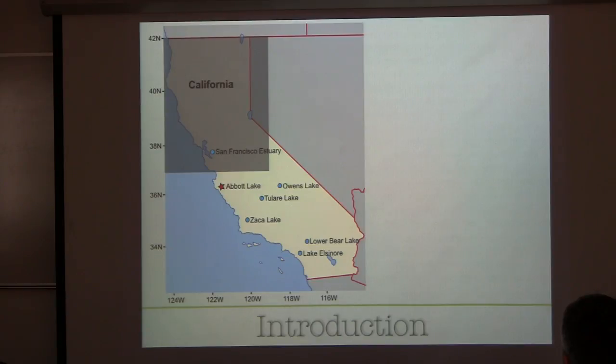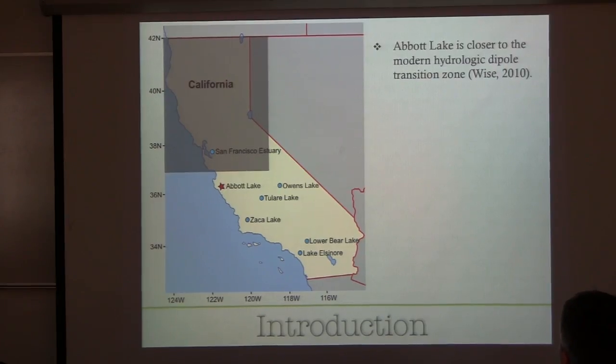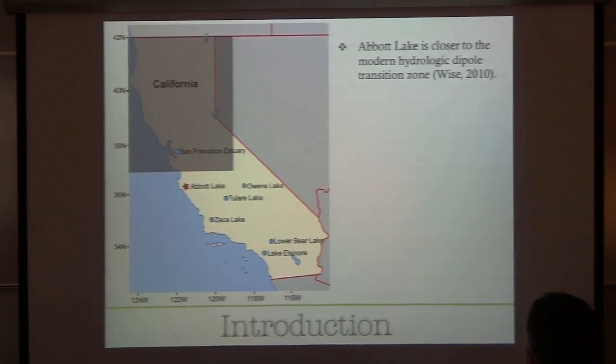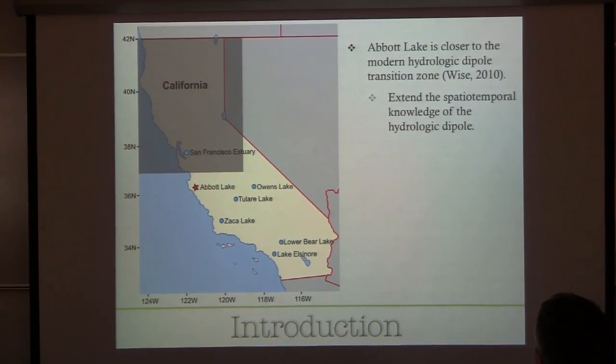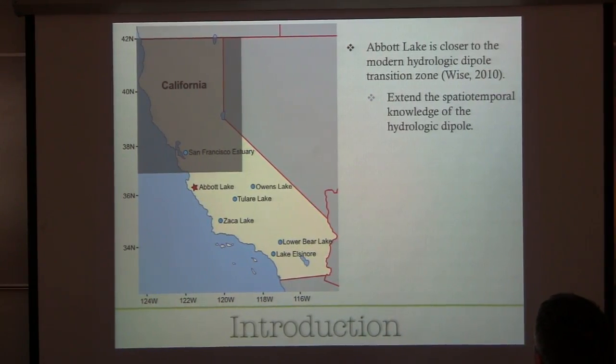If we look back at this map, again, the blue dots represent previous sites that are done in Southern California. Abbott Lake is the red star. We now have this shaded gray box, and that's from the modern transition zone of that dipole, according to Wise's figure that we just saw, that extends from 42 to 37 degrees north latitude. If we look, we see that Abbott Lake is significantly closer to this transition zone in comparison to our previous sites, which allows us to extend the spatiotemporal knowledge of the hydrologic dipole.